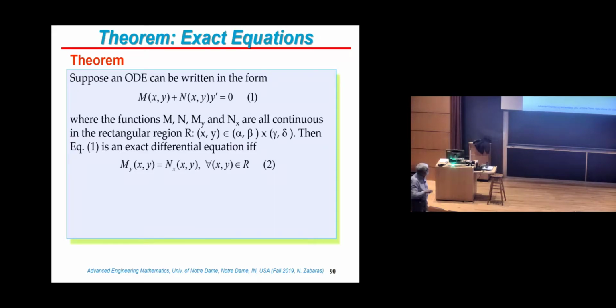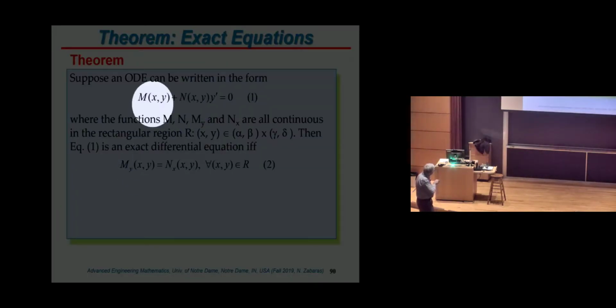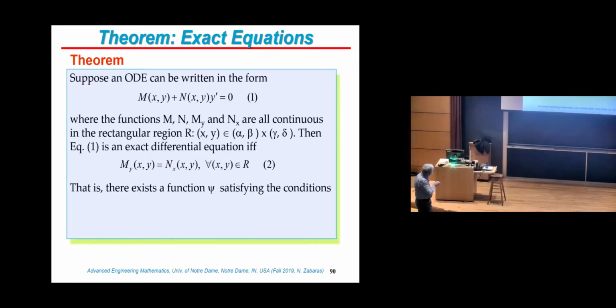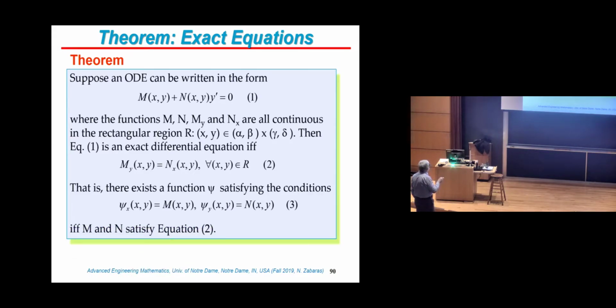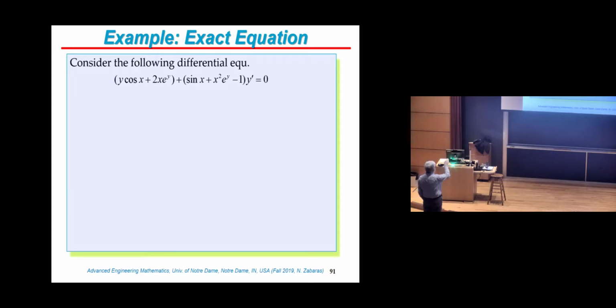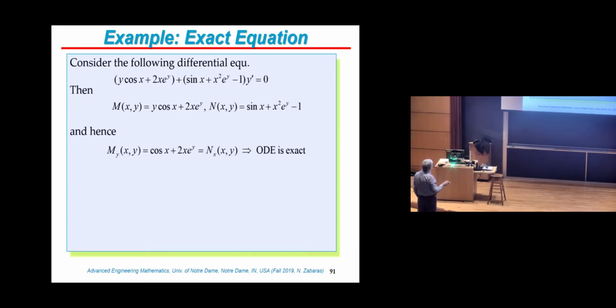Okay? So this is the first thing you need to do. The derivative of m with respect to the other variable y and the derivative of n with respect to the other variable x have to be equal. And that comes basically from the fact that the second derivative with respect to x and y is the same as the second derivative with respect to y and x. And let me just throw one example. If this is your equation, you can actually verify that the derivative of m with respect to y is the same as the derivative of n with respect to x.